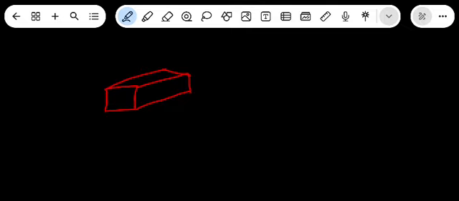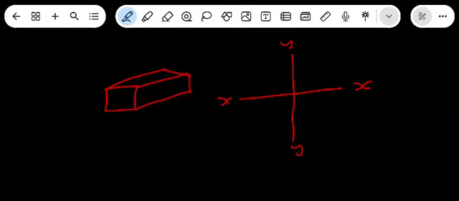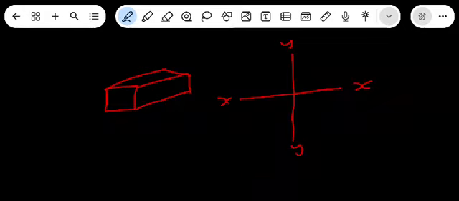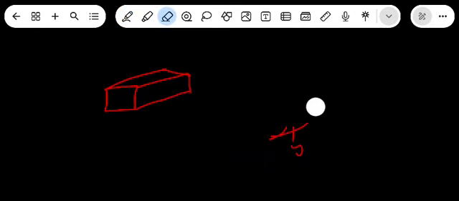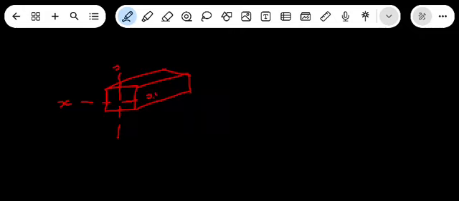Let me just draw a Cartesian. From mathematics, you know this is an x-axis like this, and this is a y-axis. The bar can bend in the x-axis when it is bending like this, or it can bend in the y-axis. What I'm trying to say, let me explain here. I will separate it like this so that you'll understand. This is an x-axis, this is a y-axis, right?